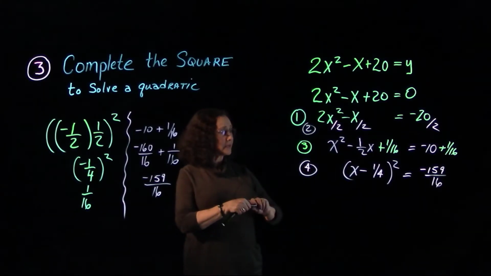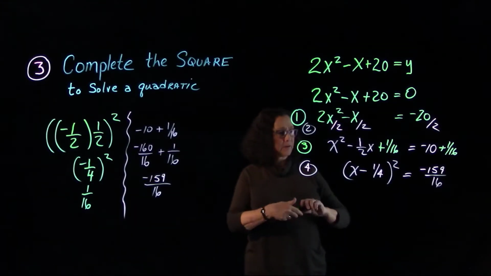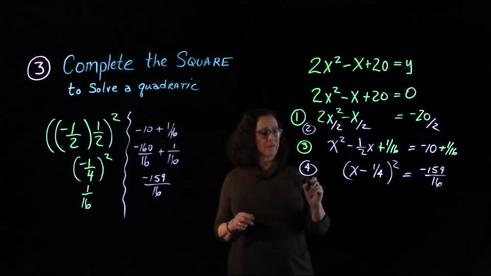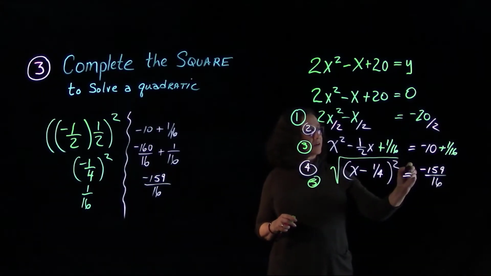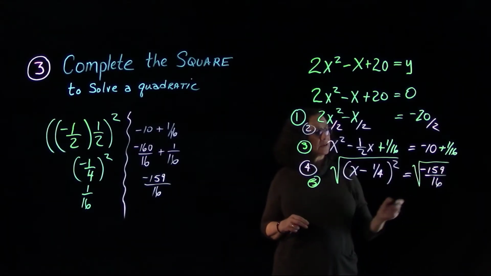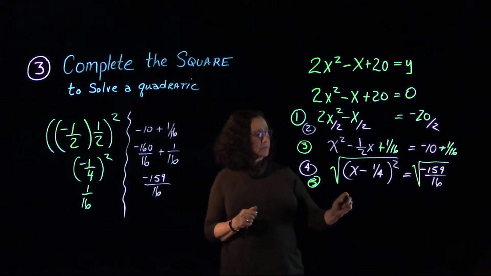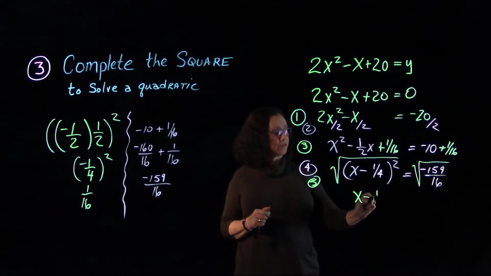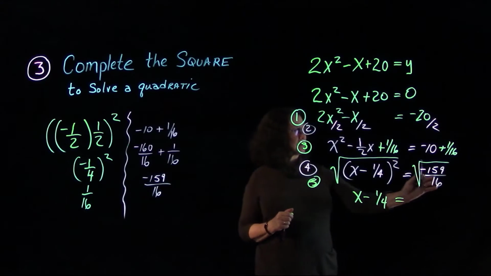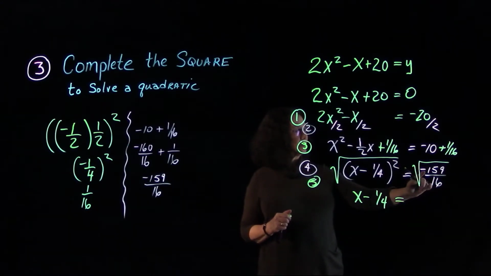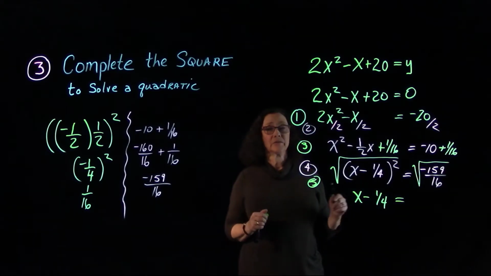Okay. The next step is to take the square root of both sides. So when I do that, this is step 5. We're going to take the square root of the left-hand side and the square root of the right-hand side. The left-hand side gives me x minus 1/4, but we have a problem when we're on the right-hand side. As you can see, we have a negative inside the square root, and that gives us an imaginary number.